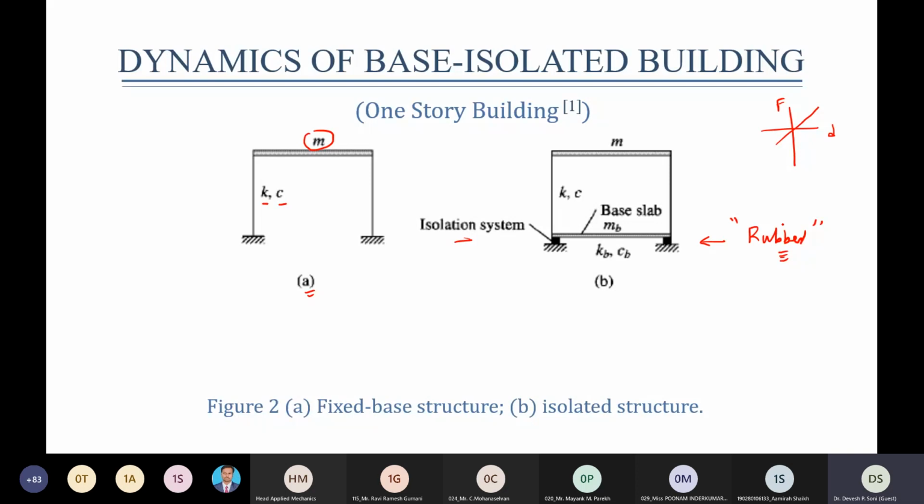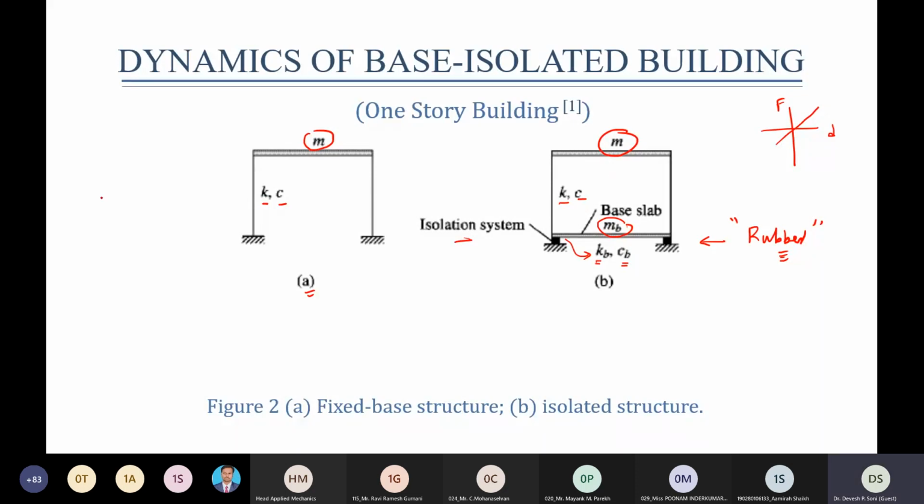So the same mass is kept on the top, with the same stiffness K and C. And of course, when the system is kept on a base isolation system, one must have a base mass. The base mass is taken as MB. Now the isolation system is described by its stiffness, called isolator stiffness KB, and its damping is CB. The subscript B is given to identify that it is related to the base of the building.